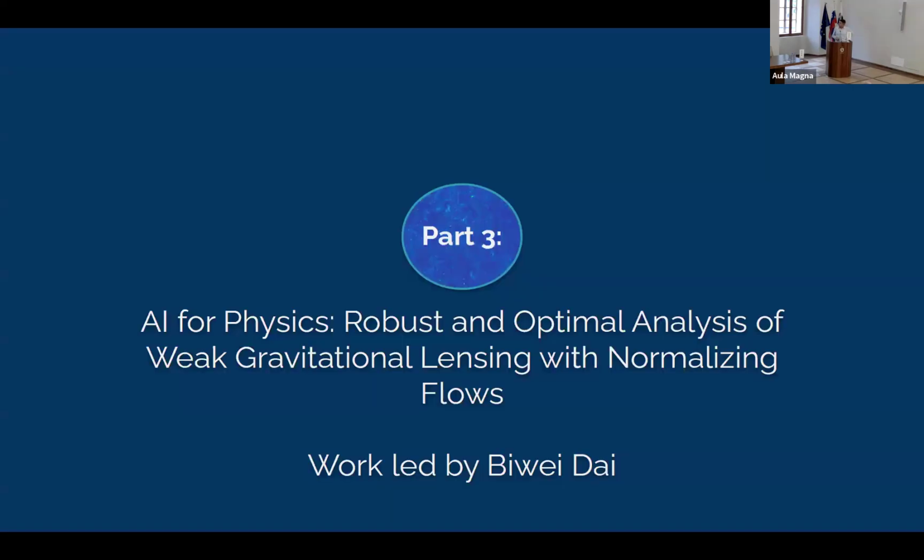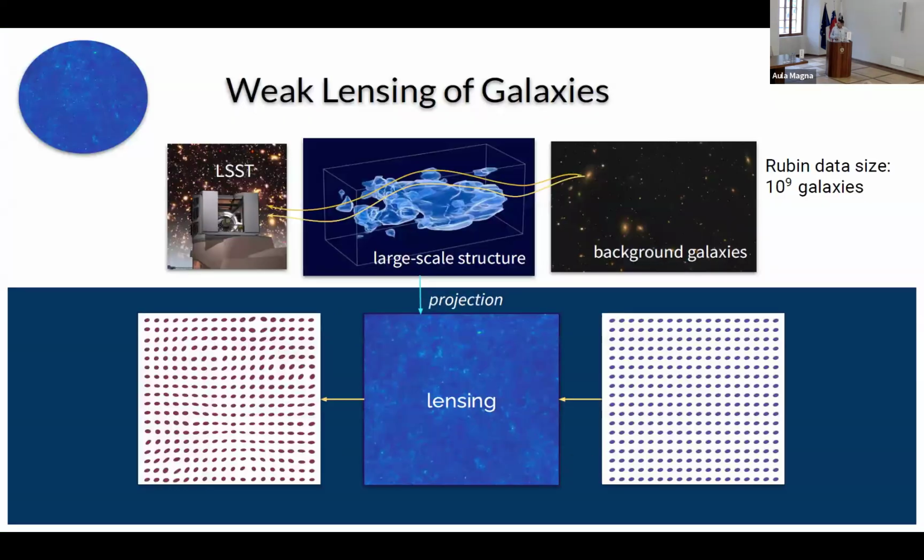Okay, so let me now focus on the specific application here, which is weak gravitational lensing, where we'll have a specific method, with normalizing flows, which will apply to the weak lensing data. Okay, so what is weak lensing of galaxies?